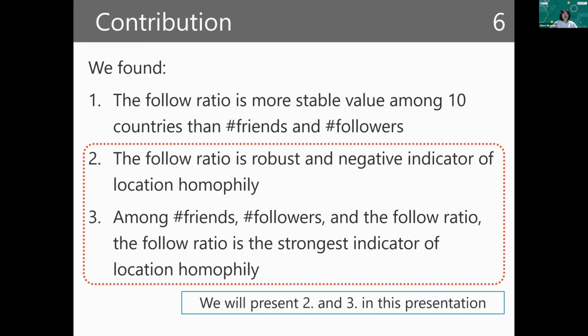We then conducted an experiment to find the best indicator of location homophily. We found the following 3 points. First, the follow ratio is a more stable value among 10 countries than the number of friends and the number of followers. Second, the follow ratio is a robust and negative indicator of the location homophily. And finally, among 3 user attributes, the ratio of the number of followees to the number of followers is the strongest indicator of location homophily. Due to time constraints, I will present the second and third points in this presentation.